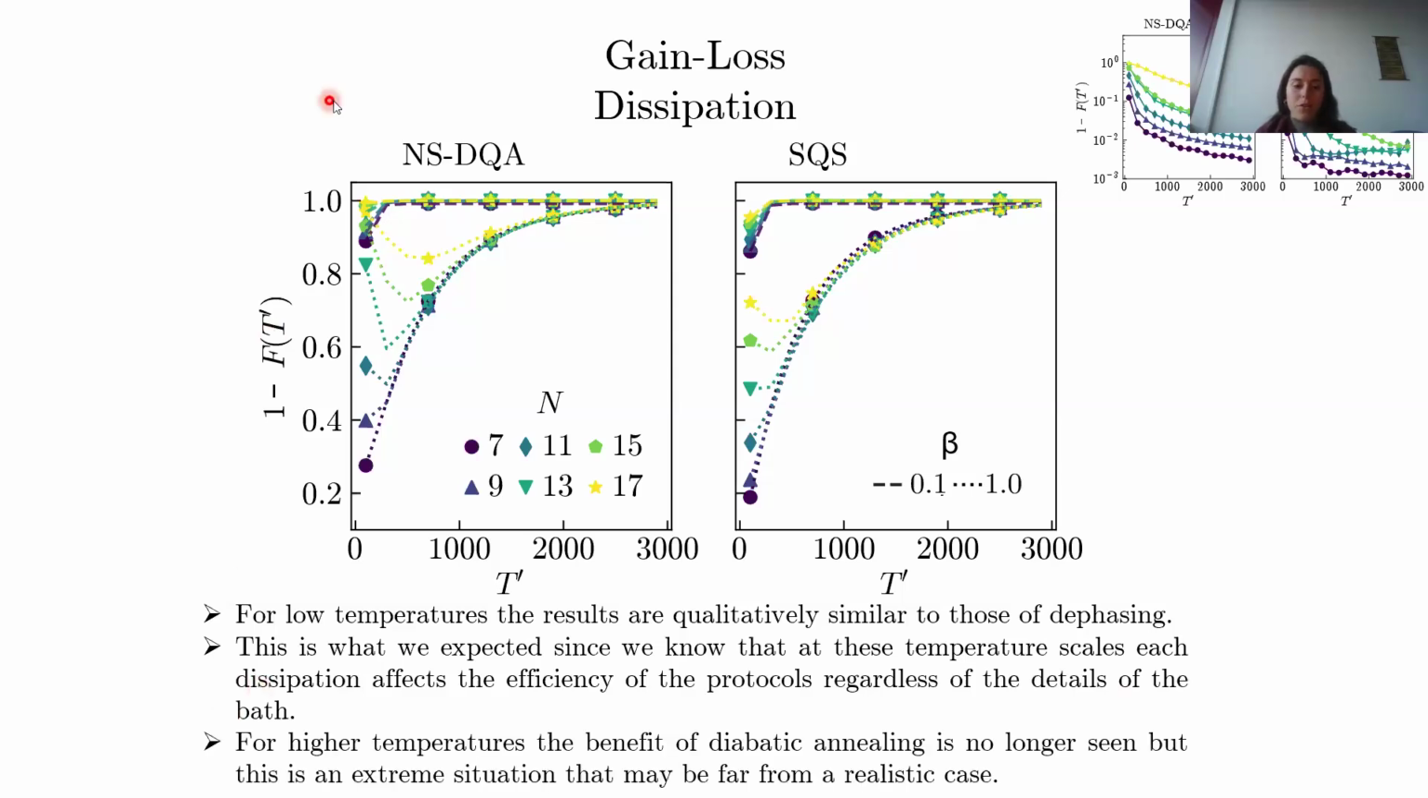And for higher temperature, of course, the benefit of diabatic annealing is no longer seen, but this is an extreme situation that may be far from a realistic case.